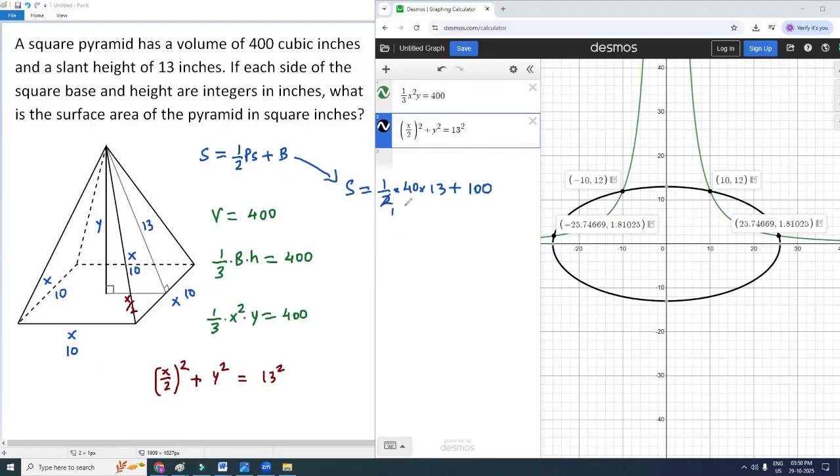Here 2 goes into 2 one time, and 2 goes into 40 twenty times. Multiplying 20 and 13, I get 260, plus 100. I don't use Desmos to do simple calculations. So S equals, when I add 260 and 100, I get 360 square inches. Here I got the surface area of the pyramid, that is 360 square inches.